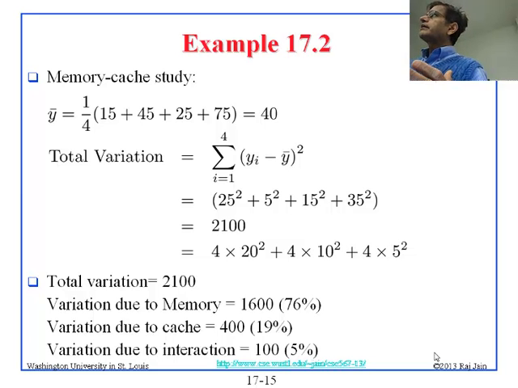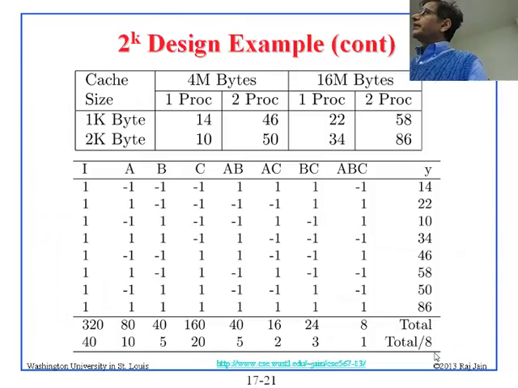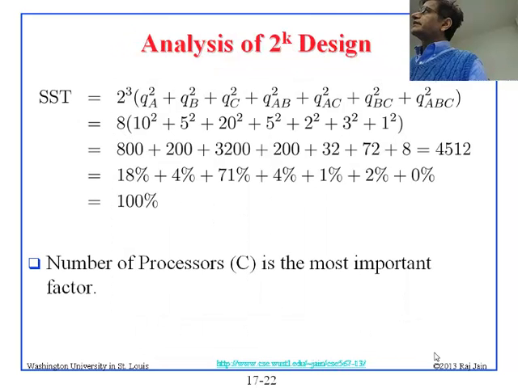right? Or you can also do 4 times QA square plus 4 times QB square and so on and so forth, the effects, because the total variation in y is explained by the model by each of these effects, as we call them. So in this case, if you do 2 raised to 3 QA squared plus 2 raised to 3 QB square and all that, you get 4512. That's the total variation.